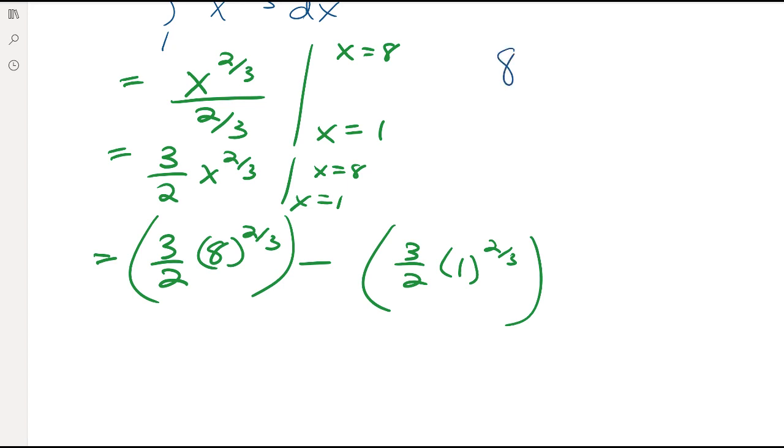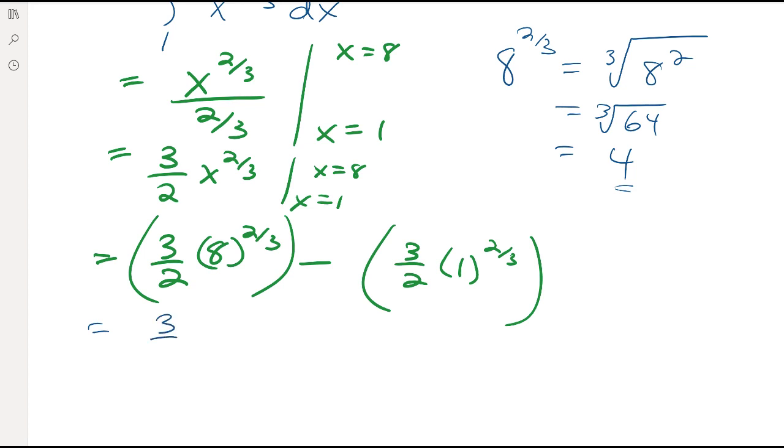So 8 to the 2/3 power, what does that mean? That means that we need to take the cube root of 8 squared. Okay, right? So that means the cube root of 64, and well, 4 is the cube root of 64. Another way of looking at it is you take the cube root of 8, which is 2, and then you square it, you get 4. So either way, you're going to get 4. All right, so 8 to the 2/3 power is 4.